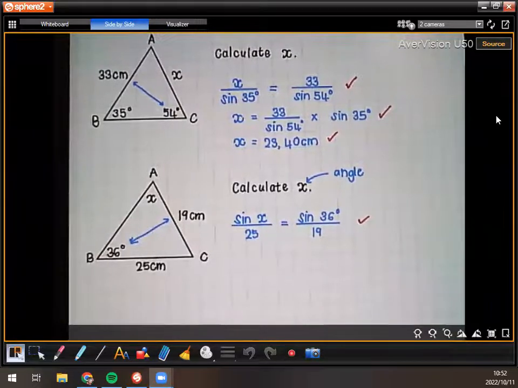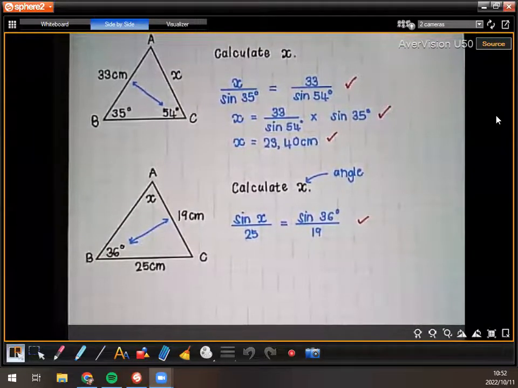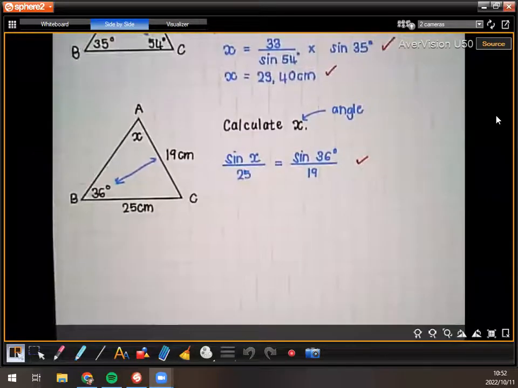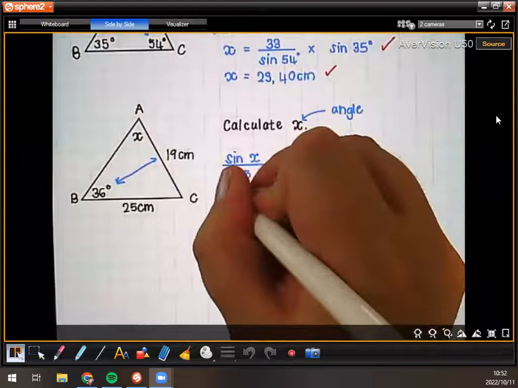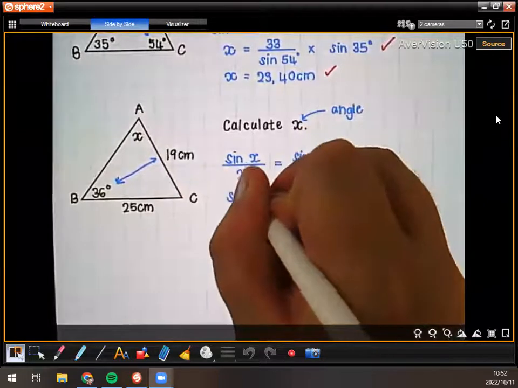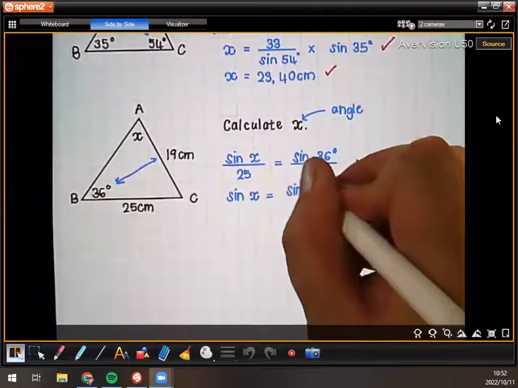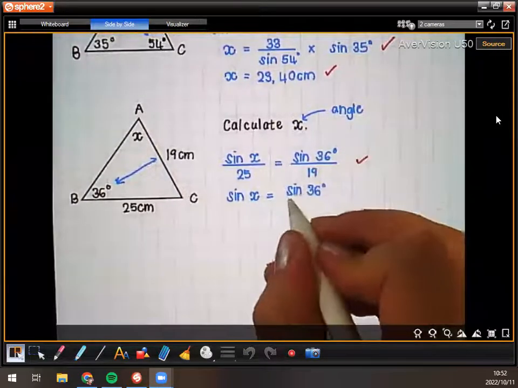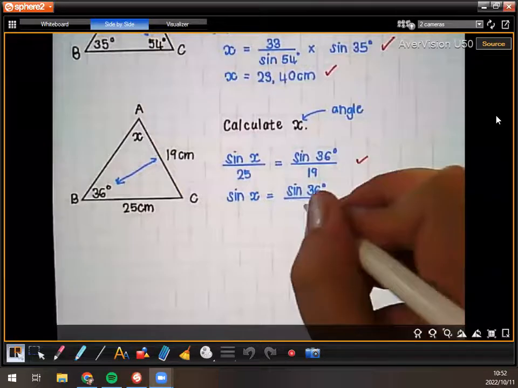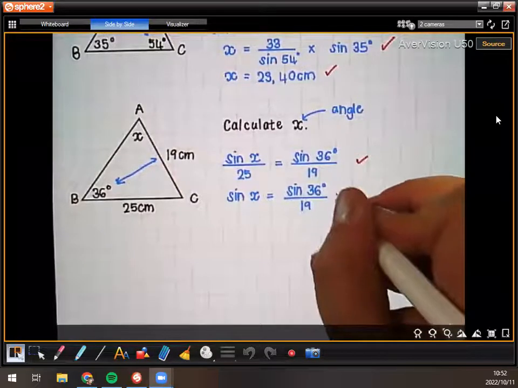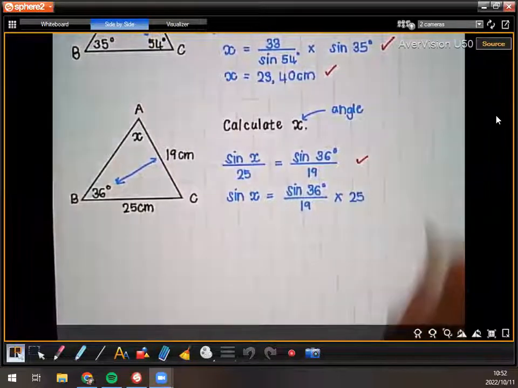Second step is going to be the same. We're now going to move that 25 over to the other side. We're going to move it across. We're going to multiply by it. So here we're going to be left with sine x, and that is then equal to sine 36 over 19 times 25.